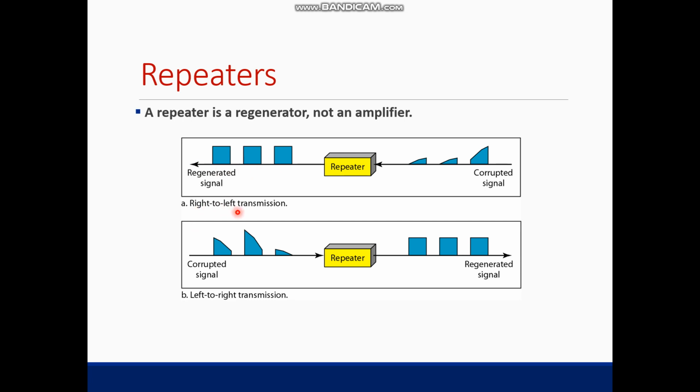So this is the right to left transmission, and this is left to right transmission, which are the same because you've placed a repeater in between, so the signal is regenerated before it gets corrupted.